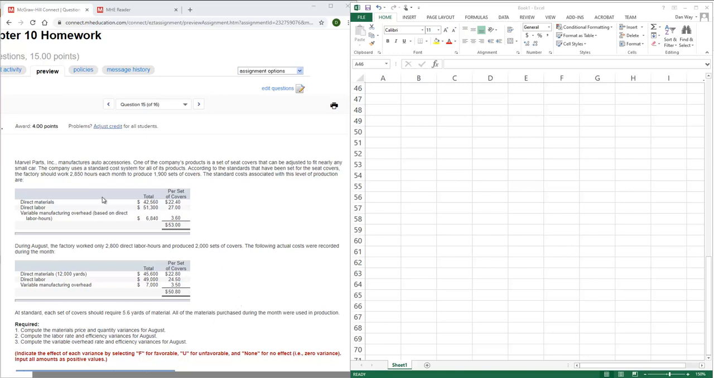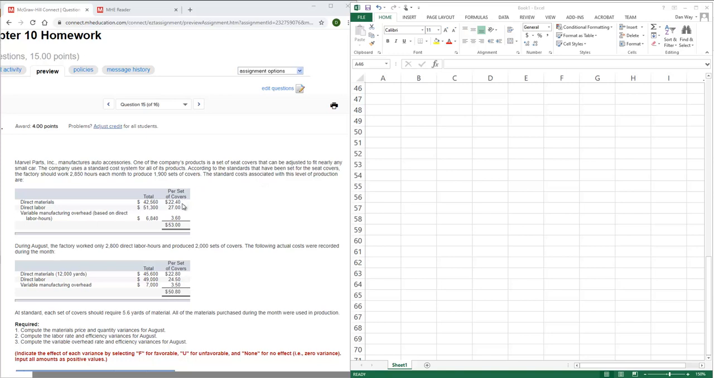So the setup said Marvel Parts makes auto accessories. One of their products is seat covers that can be adjusted to fit a whole bunch of different cars. They use a standard cost system. According to standards, the factory should work 2,850 hours each month to produce 1,900 sets of covers. The standard costs associated with that level of production are shown here.